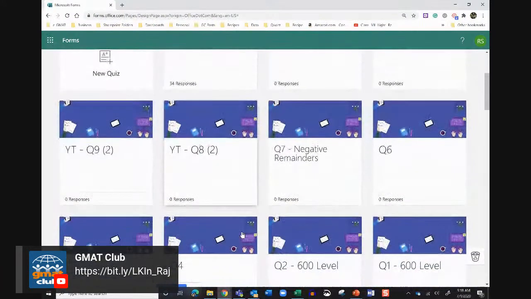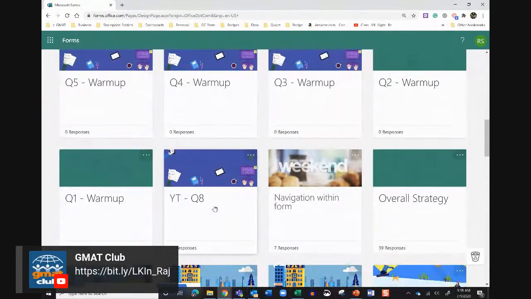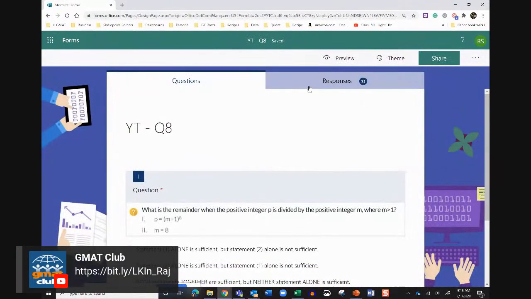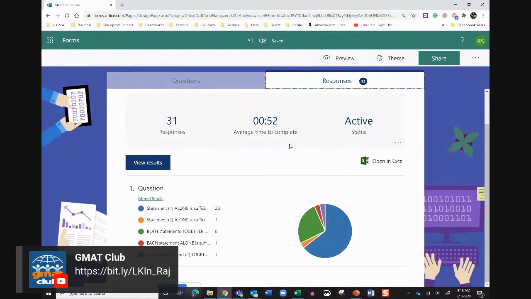Yes, so let's see how you did, and these are all the questions that we'll do. This was our question number 8. We got 31 responses for it. Let's see how the responses were. As you can see, 20 of you chose statement 1, and the next most popular choice was choice C as well. So choice A and choice C, both of them were very popular.